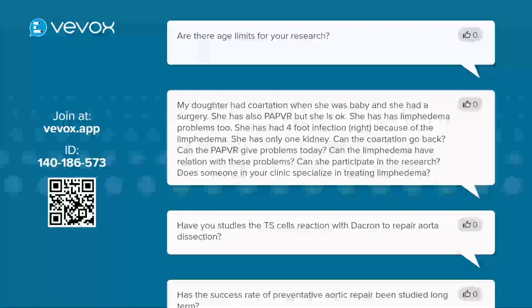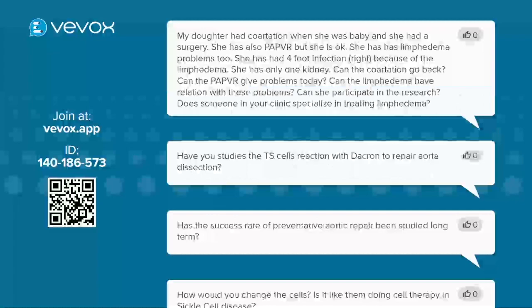Are there age limits for your research? No, there are no age limits currently. Like I said, we have been preferentially making the stem cells from younger people, but we intend to keep doing that and expanding our scope to get samples from older people too. We think it's important to represent everybody with different types of Turner syndrome.